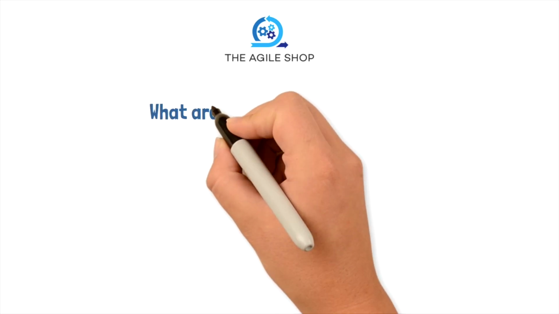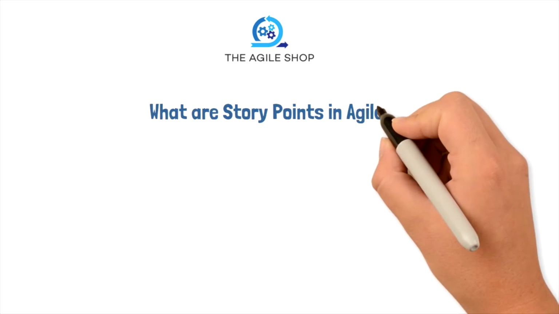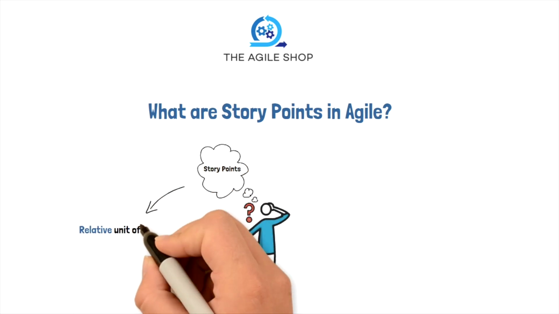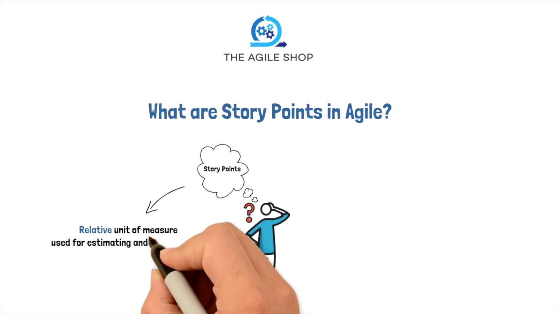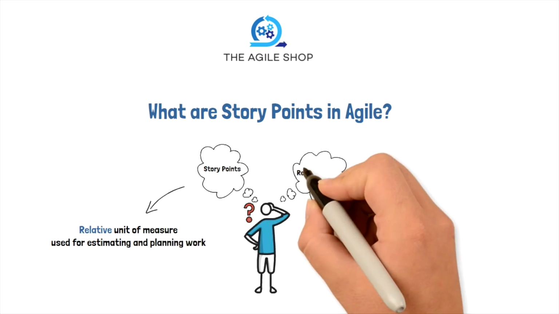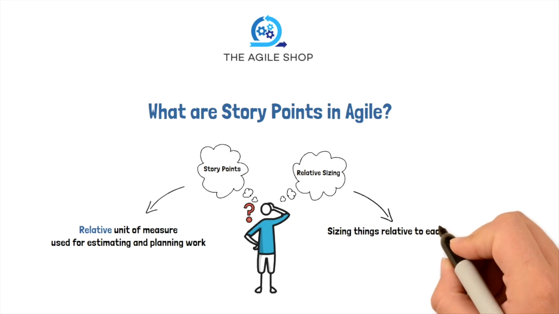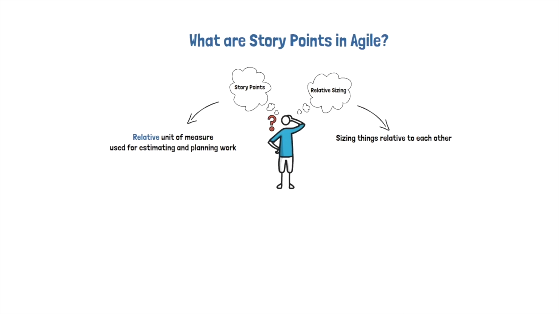In this video, we will answer what are story points in Agile. Let's start with a definition of story points. Story points are a relative unit of measure used for estimating and planning work. Relative sizing is the practice of sizing things relative to each other rather than to an absolute unit of measure. It's like comparing animals to each other.